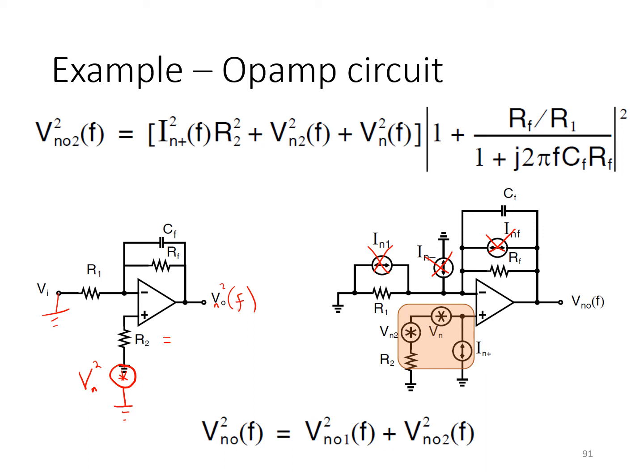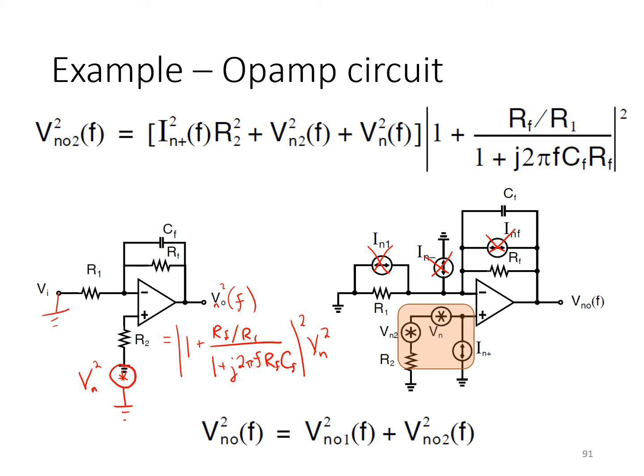shaped by the frequency response of this op-amp circuit, which it turns out is 1 plus RF over R1 at DC, where we have a simple non-inverting configuration, but then there's a pole introduced at the feedback network's time constant, RF times CF. So we've got that magnitude response squared shaping the noise sources in the positive terminal of the op-amp.